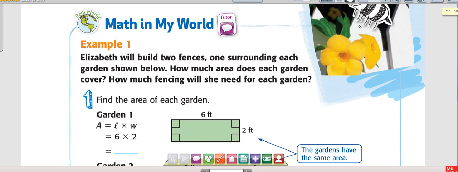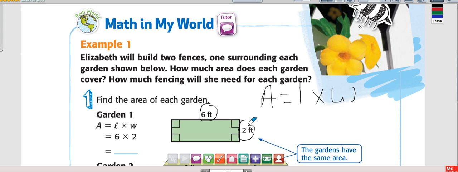Area is length times width. So it's just the two sides, length times width. The perimeter would be if I added all the sides all the way around.